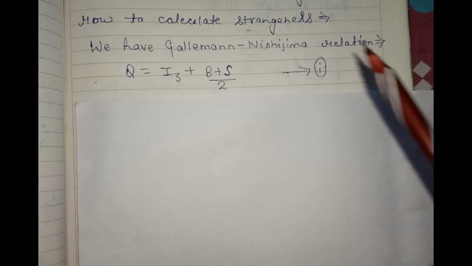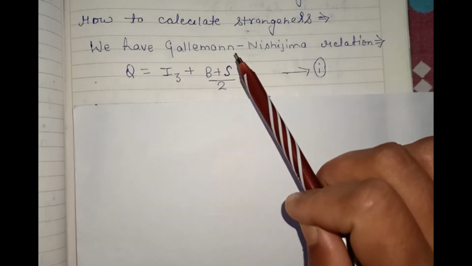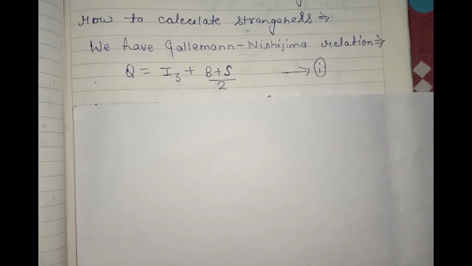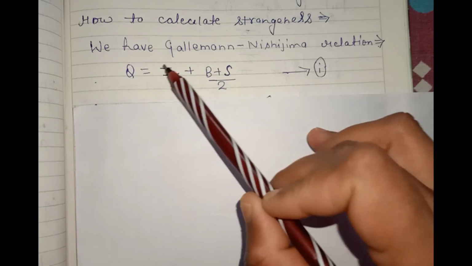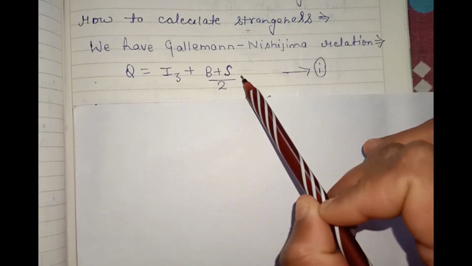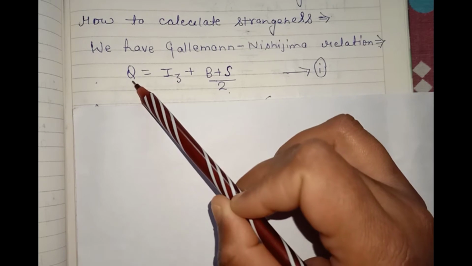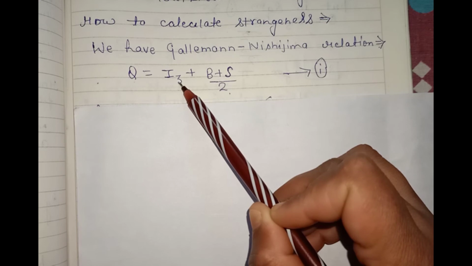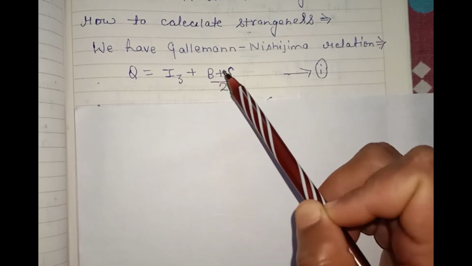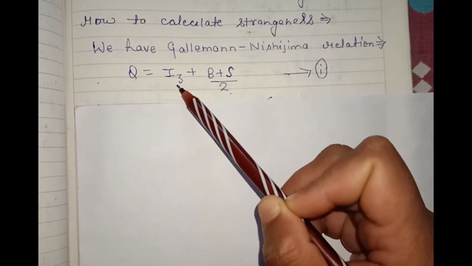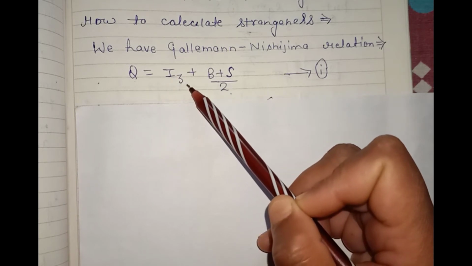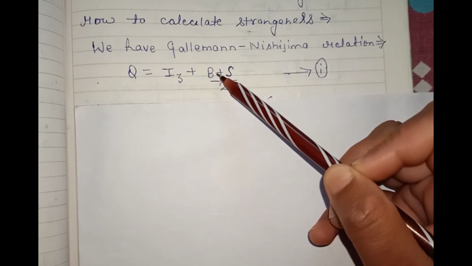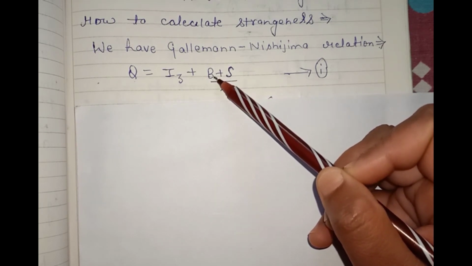So how do we calculate strangeness? We have the Gell-Mann–Nishijima relation for finding strangeness, which is Q equals I3 plus B plus S by 2, where Q is the charge on the particle, I3 is the third component of isospin, B is the baryonic number, and S is strangeness. I have discussed the third component of isospin in my previous video.